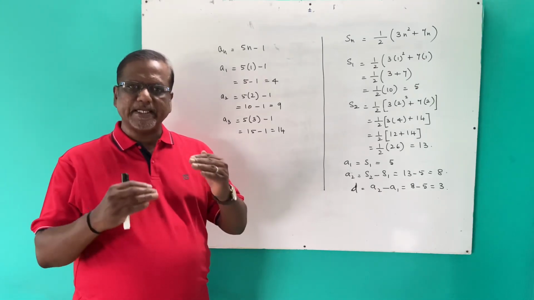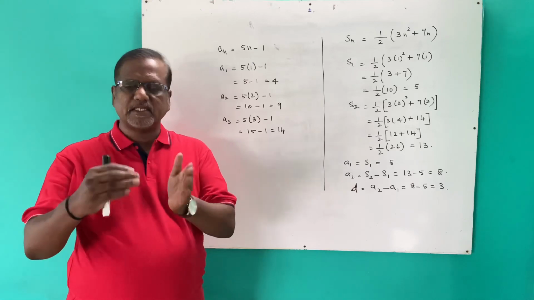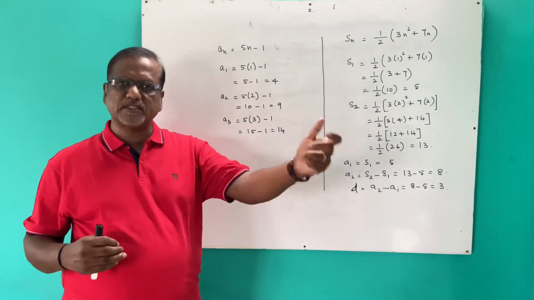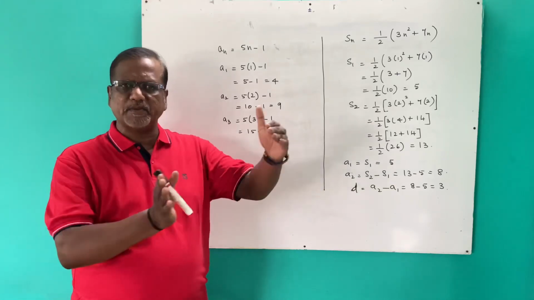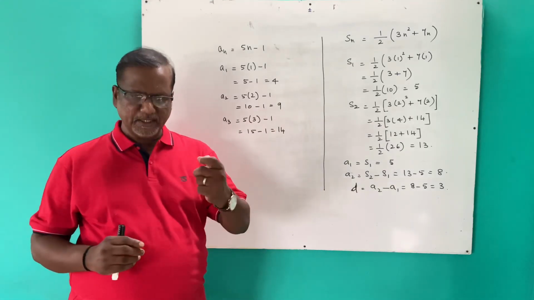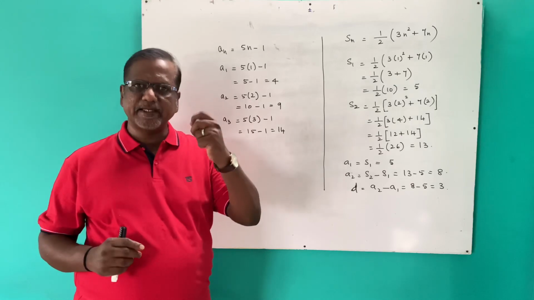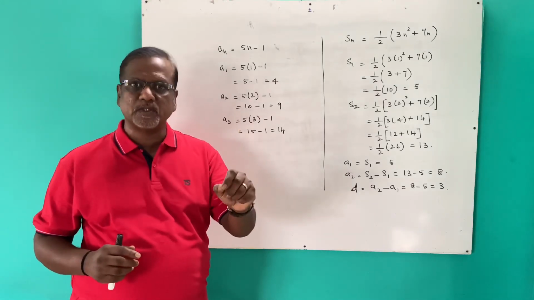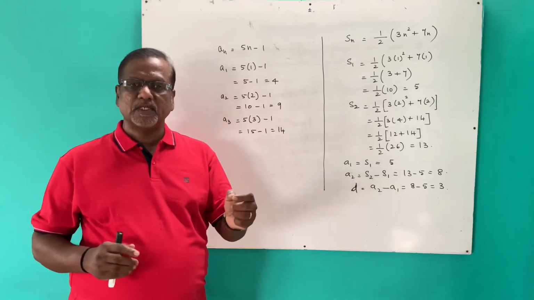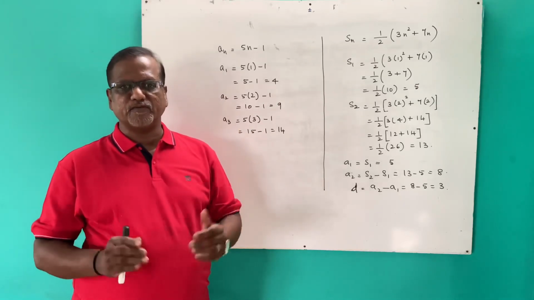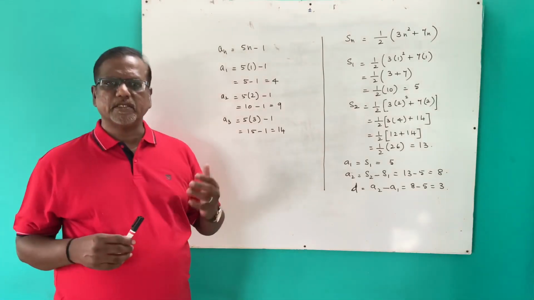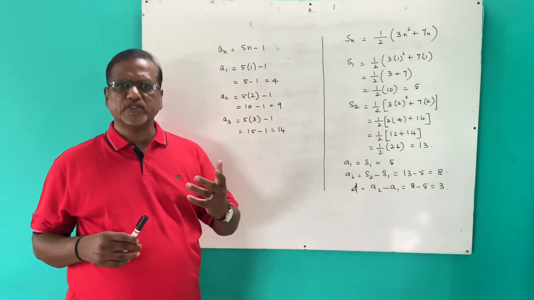Whenever the nth term is given, there is a particular way of proceeding. And when the sum to n terms is given, there is another way of proceeding. The only thing is that once we read the question and find out whether it is the nth term or the sum to n terms, it will be easier for us to proceed. Now let us see how to proceed when the nth term is given.